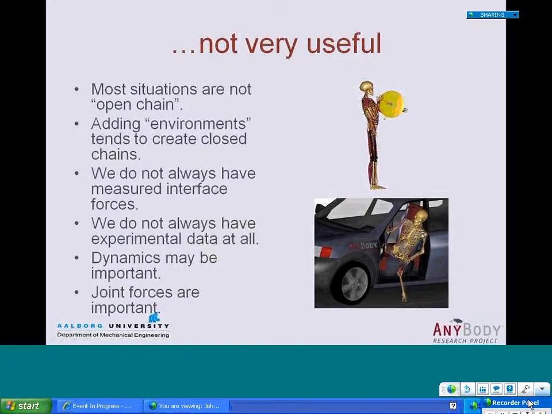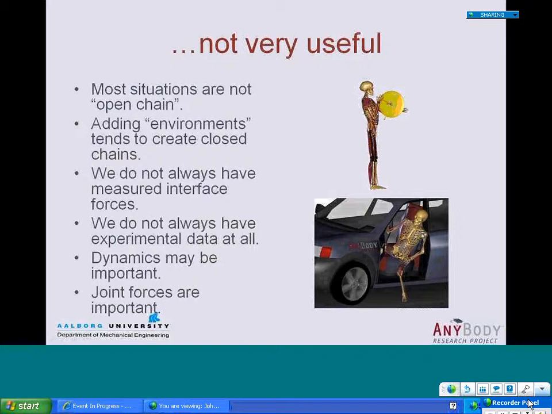So the two arms here are affecting each other, and in this case, it is not possible to find out what the joint torques are just by solving simple equations as we did before. Another example you see below, this is a case of egress from an automobile.